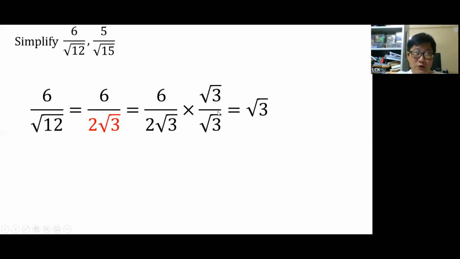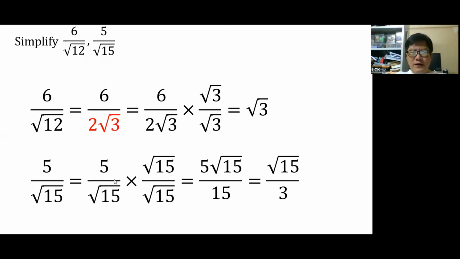So I can multiply by square root 3 over square root 3 instead of multiplying directly by square root 12 over square root 12. So here, same thing. Now look at this one here. Here I have absolutely no choice, because square root of 15 cannot be simplified any further. So what I've done is I multiplied by square root of 15 over square root of 15. And at the numerator, I've got 5 square root of 15. At the denominator, I've got 15.